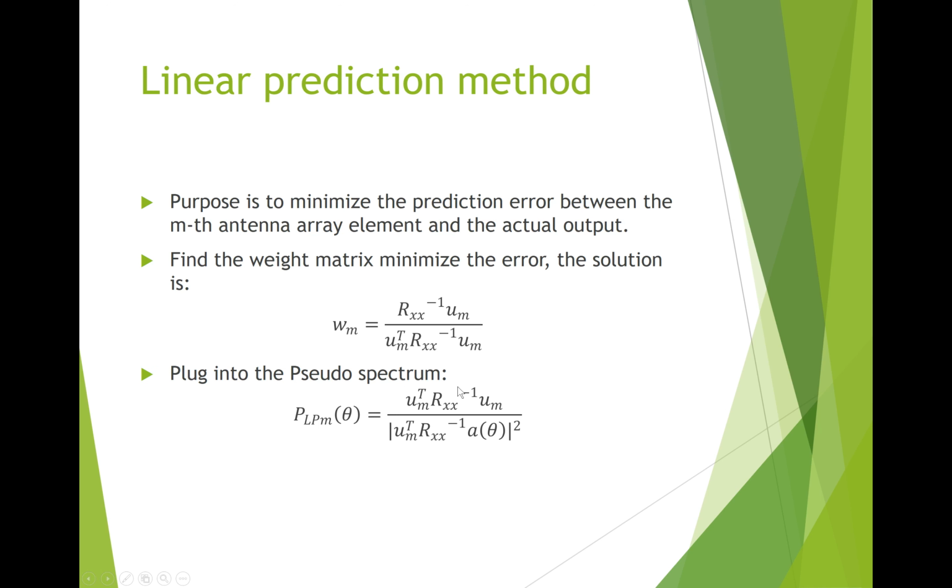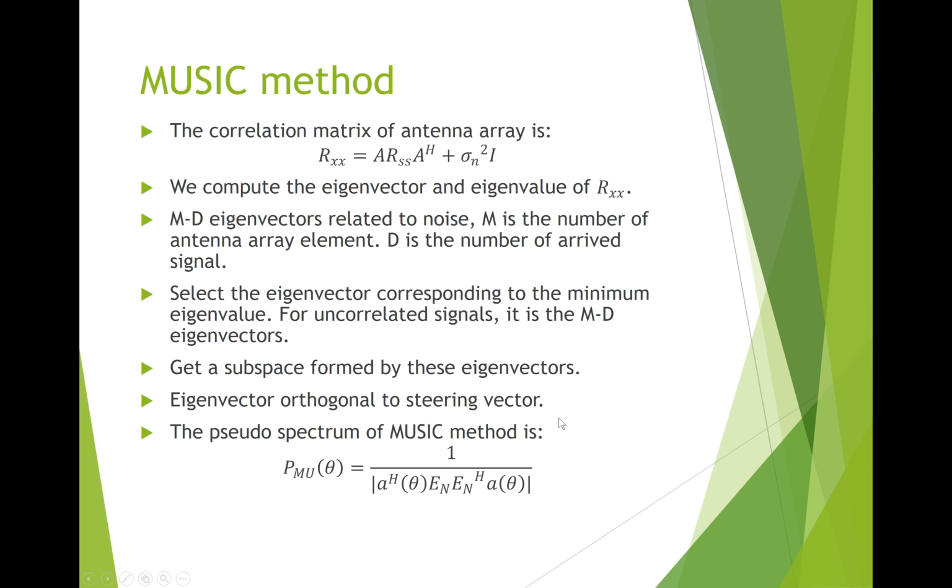And the third method is the linear prediction method. This method is to minimize the prediction error between the m-th antenna array element and the actual output. So we can find where the error gets to the minimum, and we find the weight matrix. The weight matrix solution is like this, and we plug the weight matrix into the pseudospectrum. We can get the pseudospectrum like this.